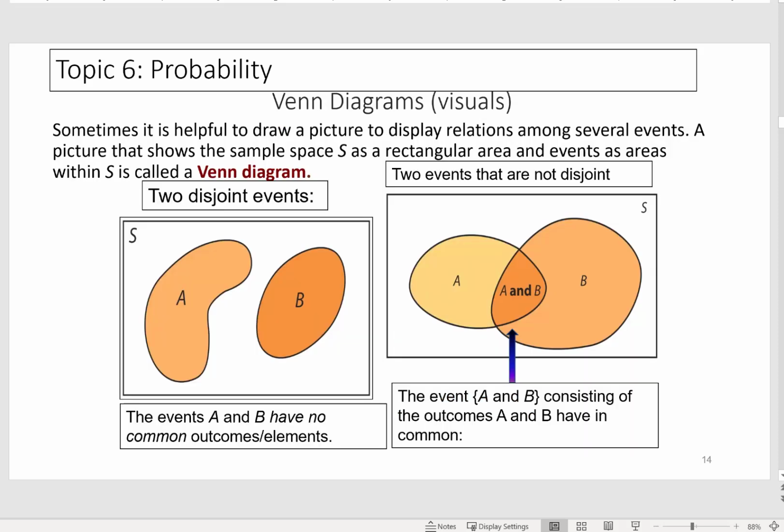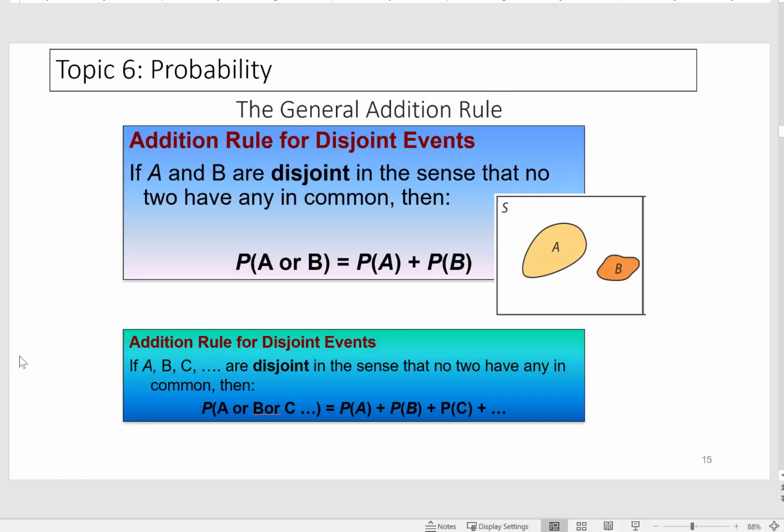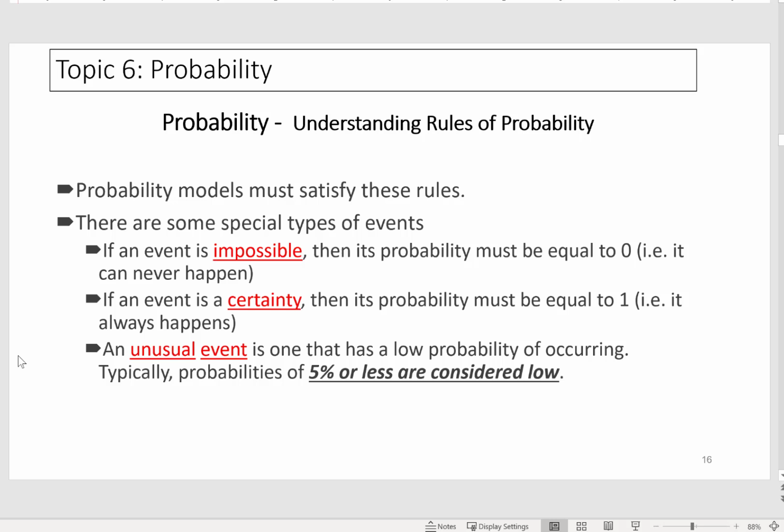Visually, what is this? If two events are disjoint, they have nothing in common. They're literally separated from one another. But if they do have events in common, the events would be between both of them. So that's kind of what it would look like in what we call Venn diagrams. So that's why the probability of A plus the probability of B is the OR statement. We just add these elements in if it's disjoint. Now probability must satisfy these rules.